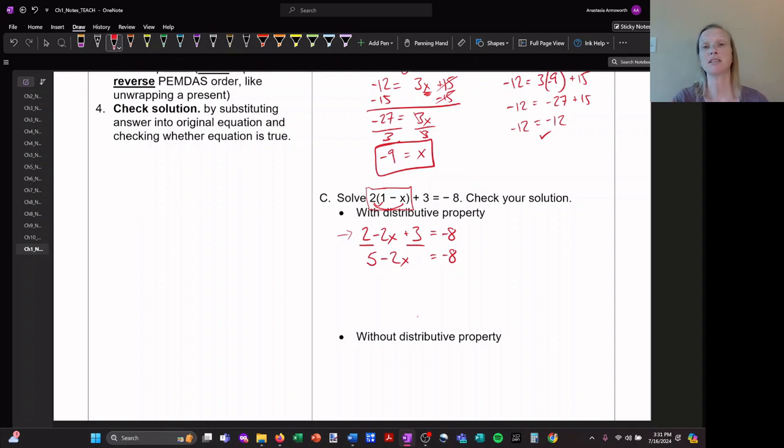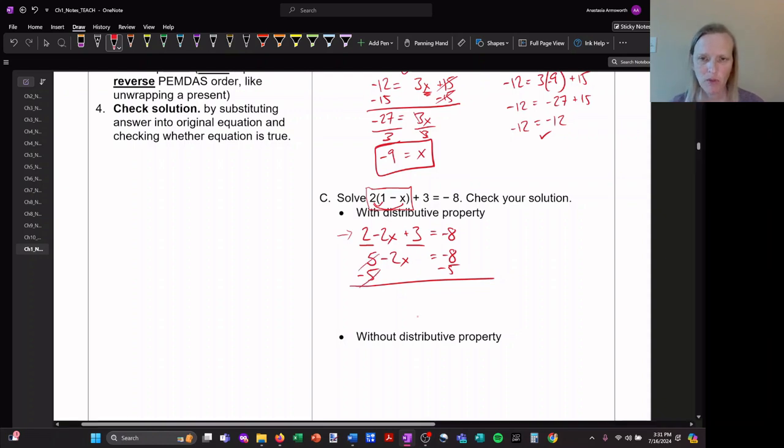Now that the left side of the equation is as simple as possible, I go through reverse PEMDAS order to try to get x all by itself, to isolate x. So I'm going to subtract 5 from both sides, because that's the thing that's being added on to the x. And the 5 is positive, so I want to subtract it away. When I do that subtraction, I'm left with 0 being added on, but I still have the negative 2x left. And on the right side, negative 8 minus 5 is negative 13.